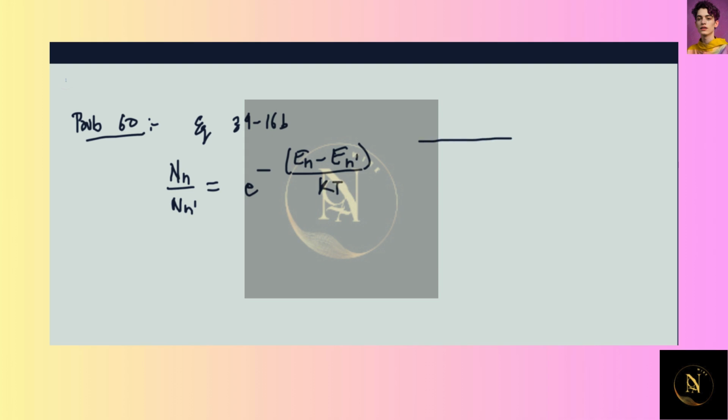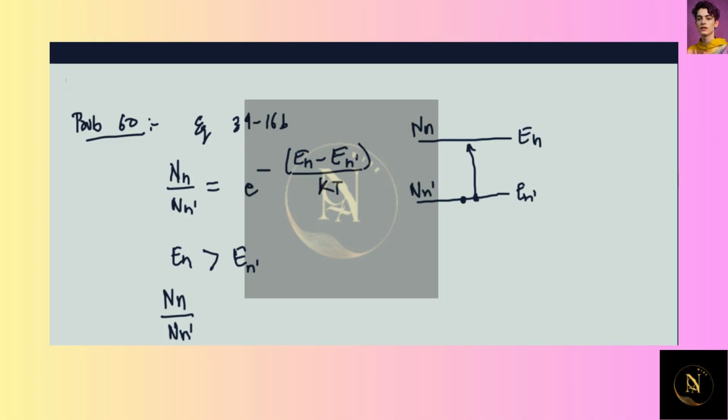where let me just draw these two levels. En prime corresponds to the lower energy level and En corresponds to the higher energy level, and Nn and Nn prime are the respective number of electrons in those states. And we use some sort of population inversion technique which pumps the electron from the lower energy state En prime to the higher energy state. And so looking at the energy band diagram, we can safely say that En is greater than En prime.